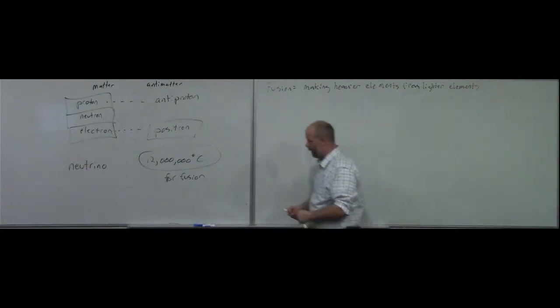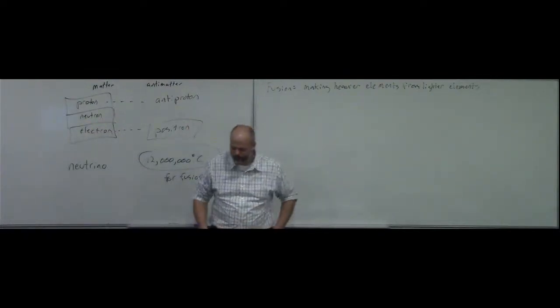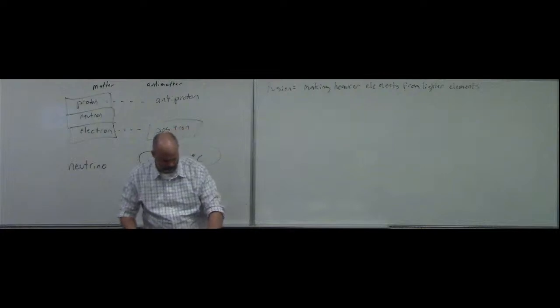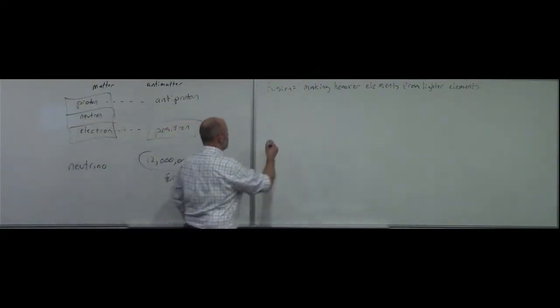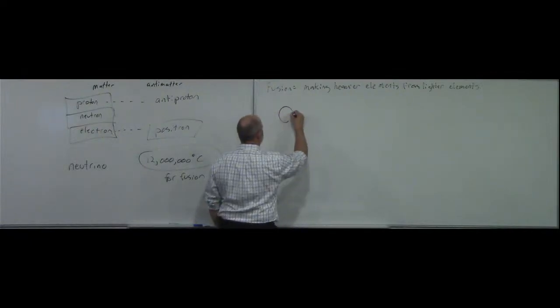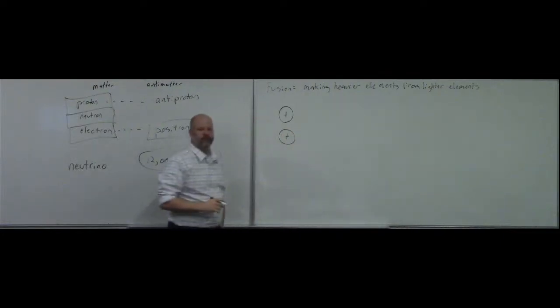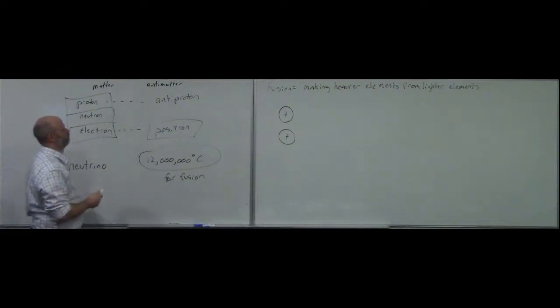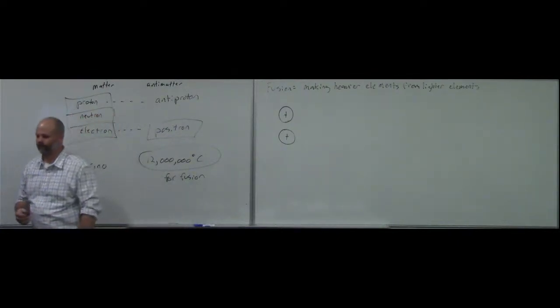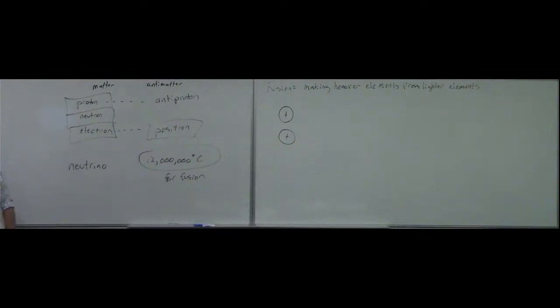Fusion is producing heavier elements from lighter elements. That is pretty well done. So the first thing that you've got to do is you've got to have two protons. These are two hydrogen nuclei, right?